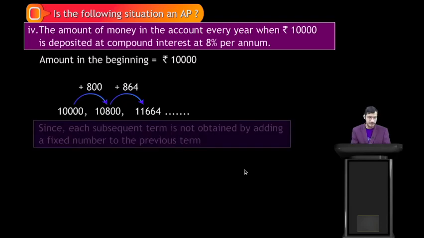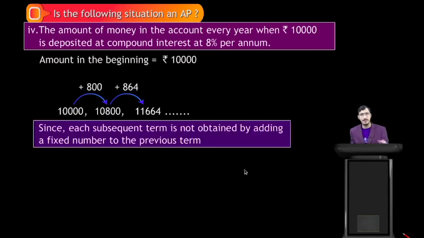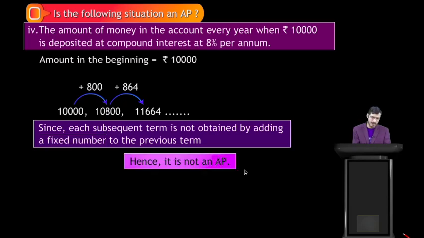Here you can see the difference between two consecutive terms. The difference between the second term and the first term is 800, and between the third term and the second term is 864. So in this case, each subsequent term is not obtained by adding a fixed number to the previous term. That means this is not an AP. It's not an example of an AP. Remember always, when the interest is compounding, that time it's not an AP.